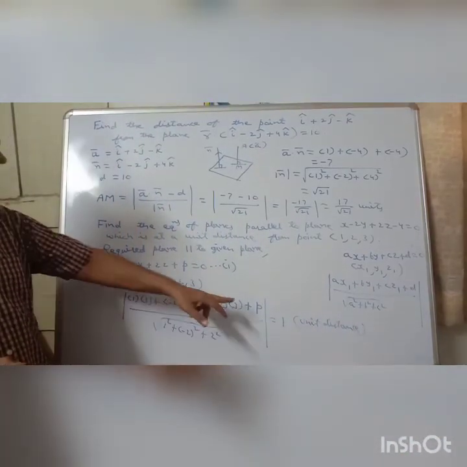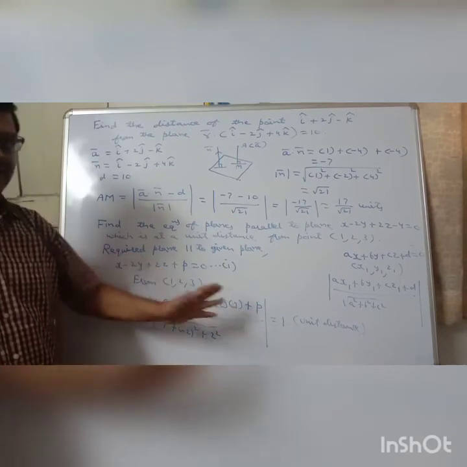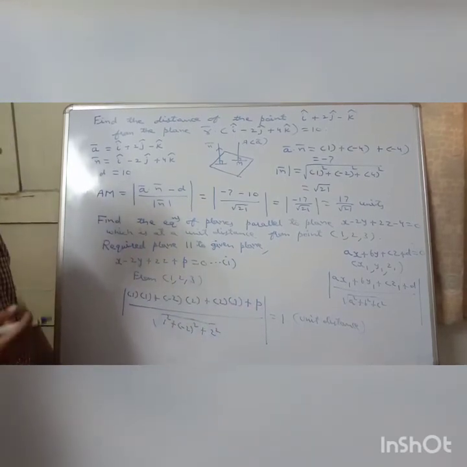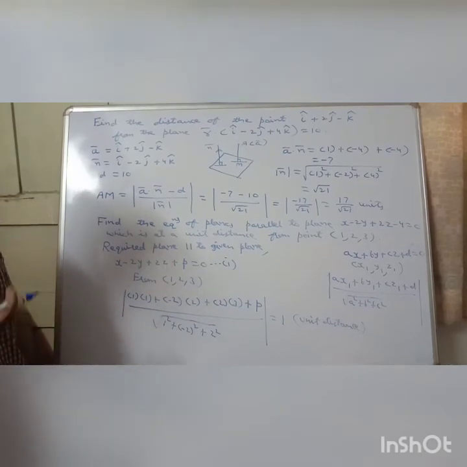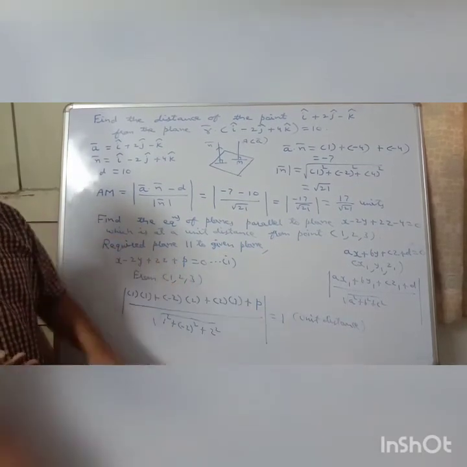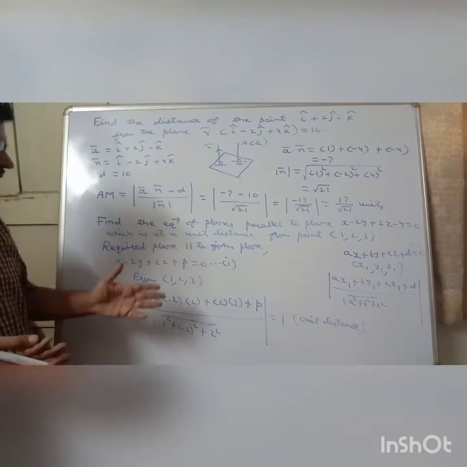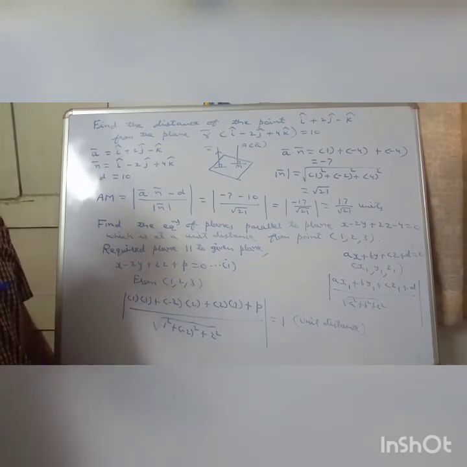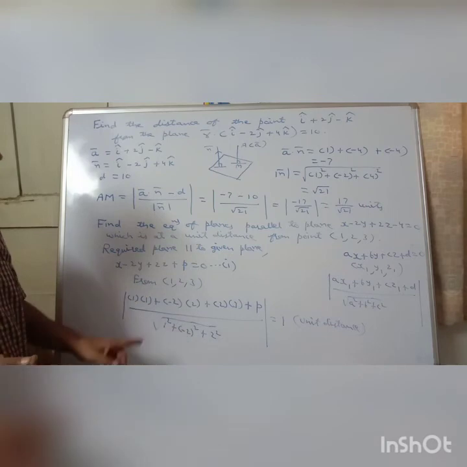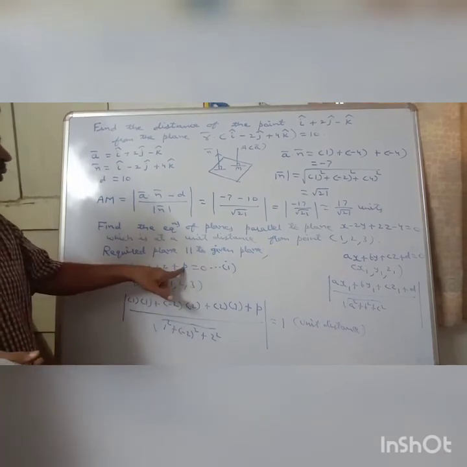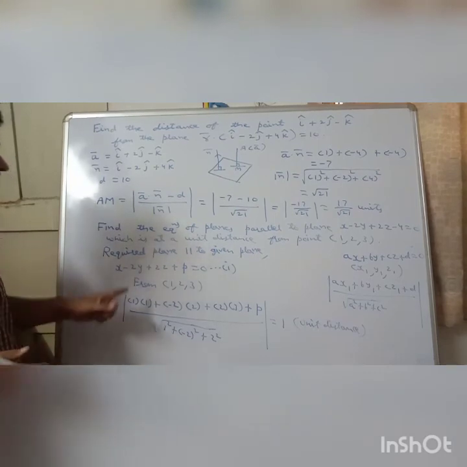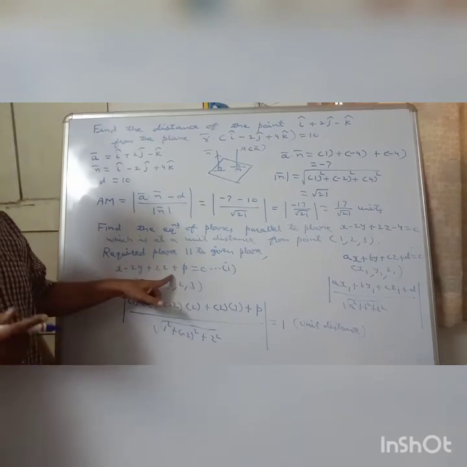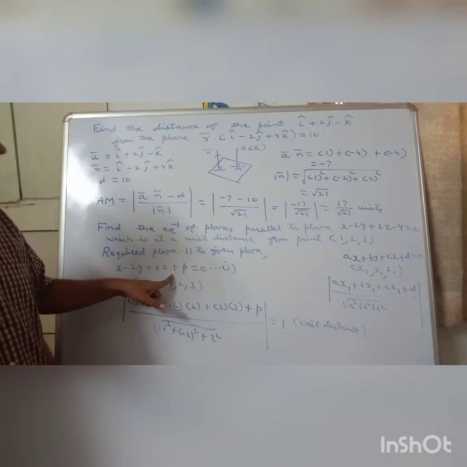In the equation there is only one unknown p. So by solving this equation we get values of p. Here mod sign is there. To eliminate mod sign we have to take plus or minus sign on right hand side. Due to that we get two values of p. After getting values of p, put those values in equation 1. As there are two values of p, we get two equations of required planes.